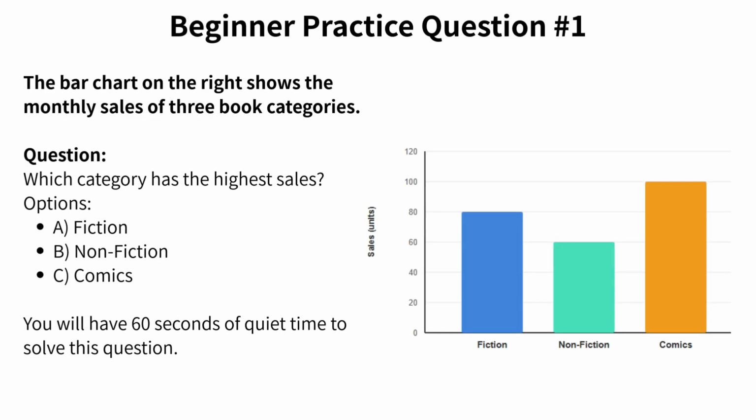Here is your beginner practice question. The bar chart shows the monthly sales for 3 types of books: fiction, nonfiction, and comics. Your task is to identify which category has the highest sales. Look carefully at the numbers above each bar to compare the values. You will now have 60 seconds of quiet time to solve this question. Take your time and choose the best answer.